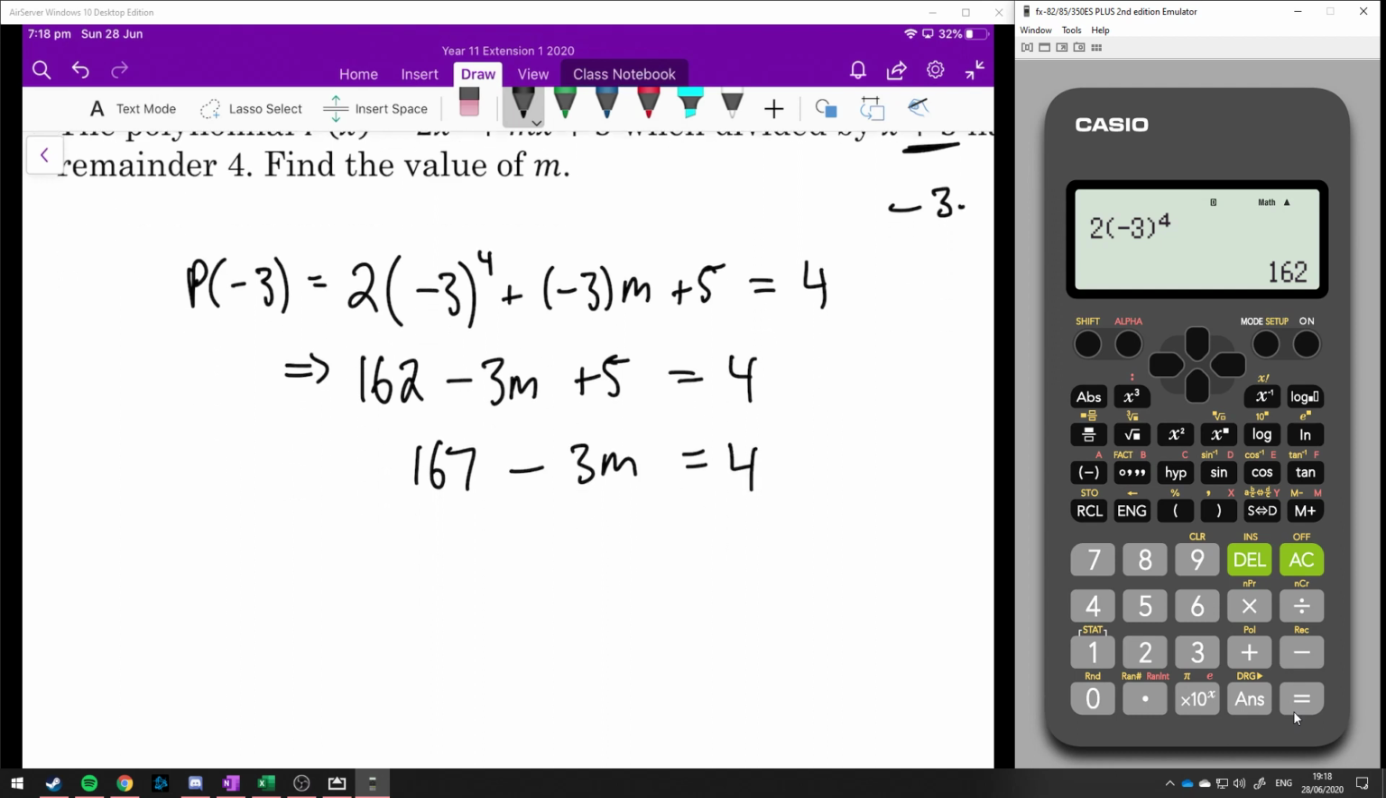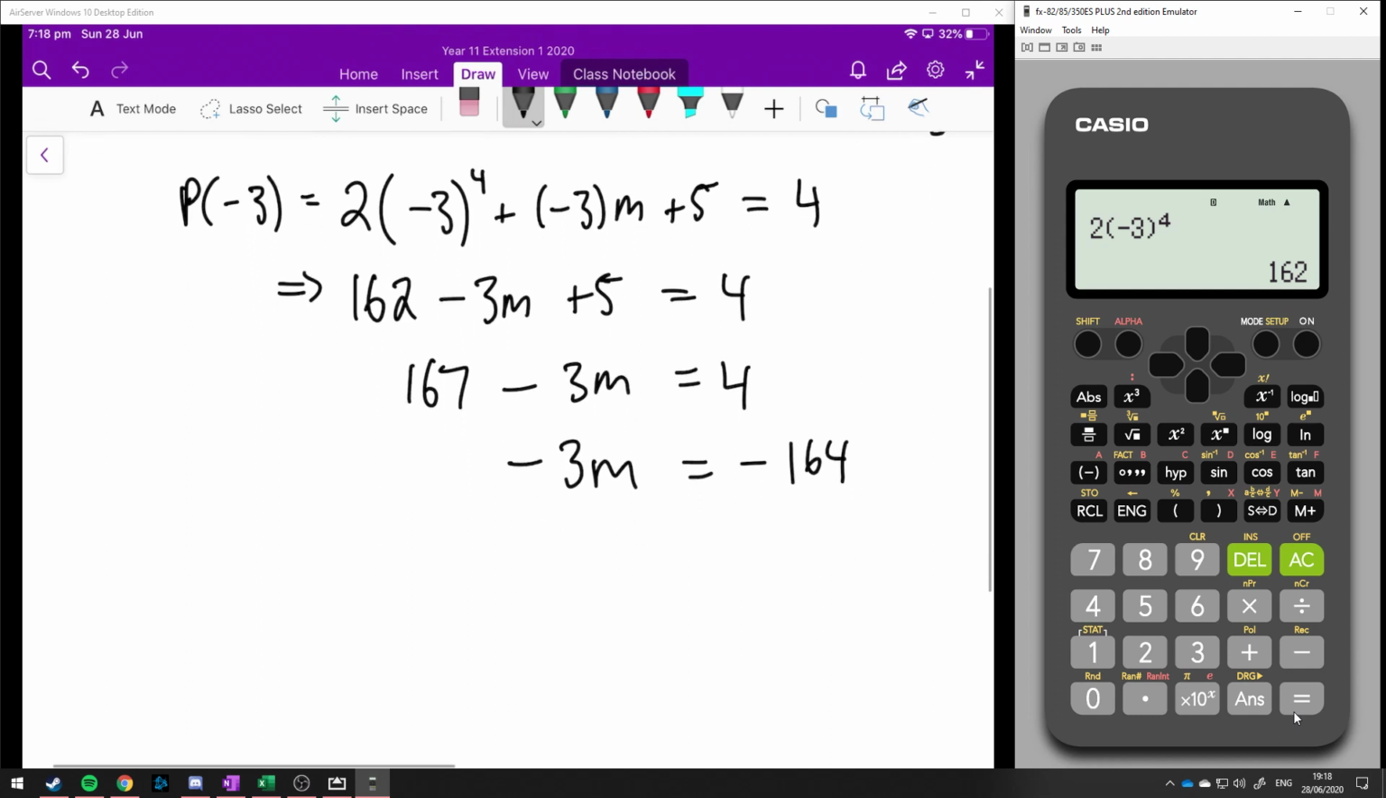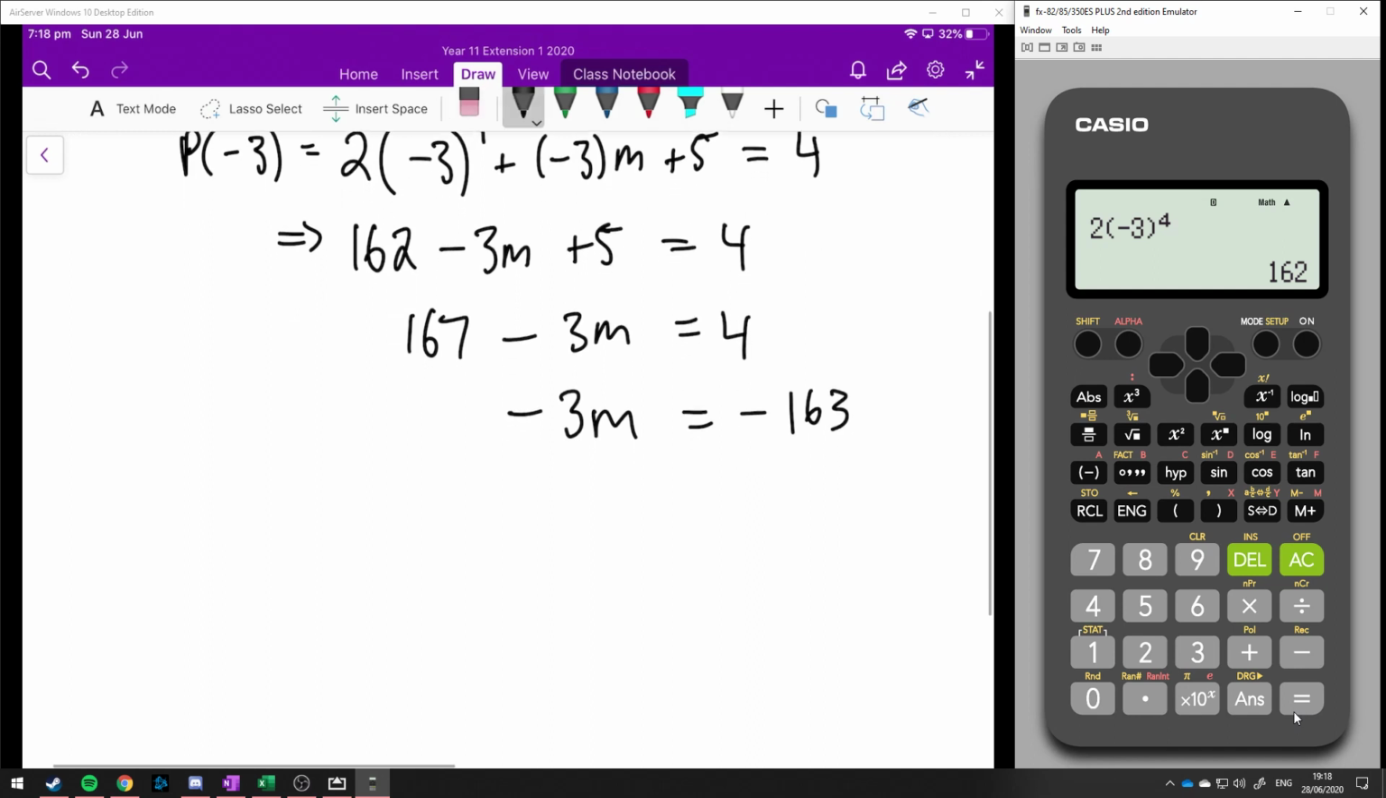Now, if I subtract 167 from both sides, that leaves us with minus 3m is equal to minus 163. I said 164 at first, but it's going to be 163, not 164. That's my bad. Then I'm going to divide both sides by negative 3, and that's going to give us negative 163 divided by negative 3, which is equal to 54.3, or leaving it as a fraction, m must be equal to 163 over 3.